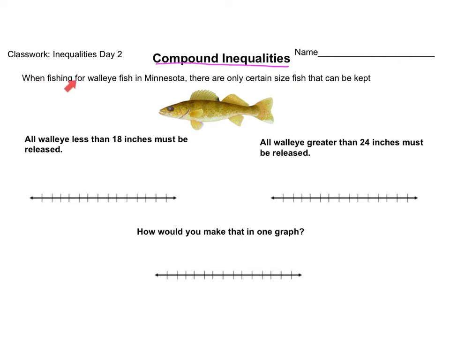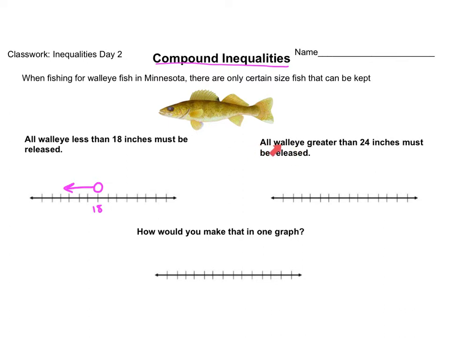So it says this: when fishing for walleye in Minnesota, there are only certain size fish that can be kept. So for example, all walleye that are less than 18 inches must be released. So if I'm going to draw that as a graph, I'm just going to go to my 18 inches, and I'm going to put an open circle because it doesn't include that. It says less than 18 inches. So anything smaller than 18 inches must be released.